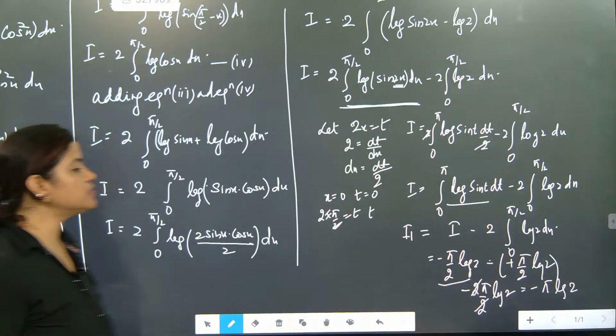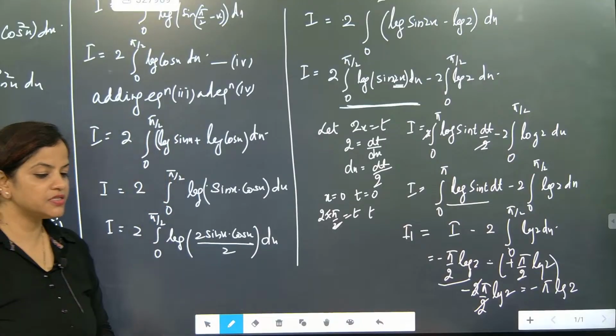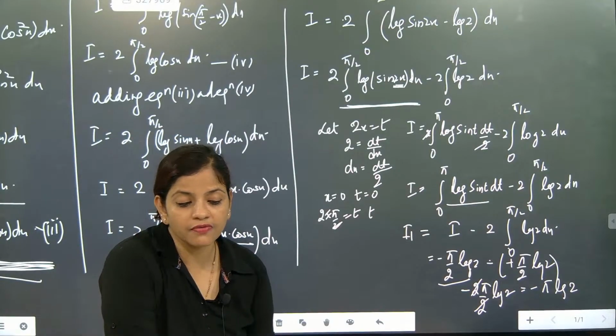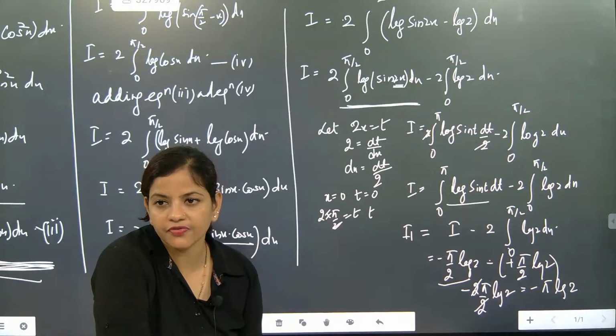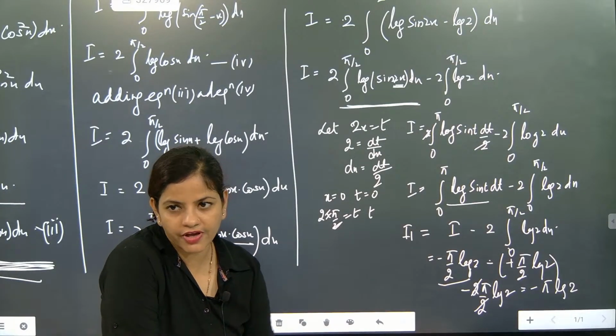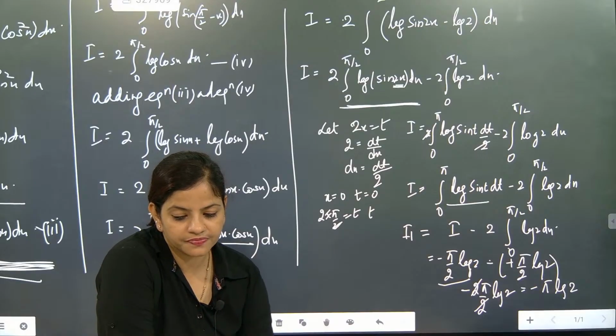I hope you might have understood. So minus pi log 2 is the correct answer, and like this only we need to solve. I'm starting differential equation now. Directly I'm starting differential equation. Just take a break of 5 minutes, then we will start differential equation.